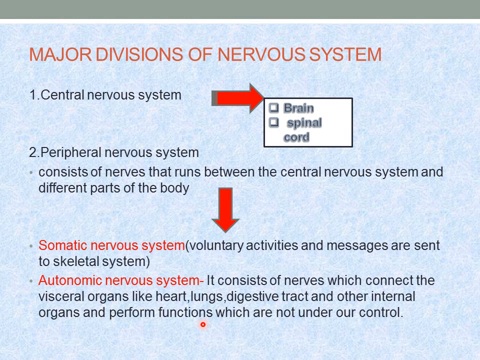So is it clear, everyone? Now the nervous system is divided into two parts, central nervous system and peripheral nervous system. Now central nervous system is divided into brain and spinal cord, peripheral nervous system is divided into somatic nervous system and autonomic nervous system. Now let us see in the next slide what we are having.